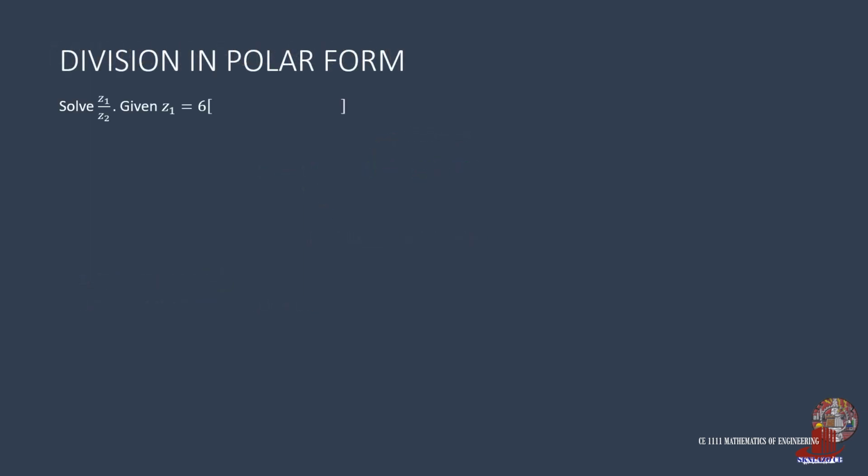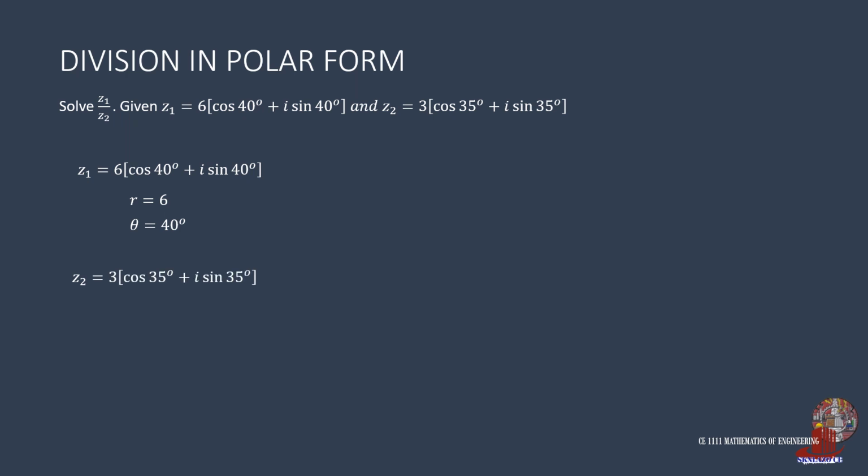We divide 6 cosine of 40 degrees plus i sine of 40 degrees by the other complex number, 3 cosine of 35 degrees plus i sine of 35 degrees. All we need to do is identify the parts of each complex number. z1 has a modulus of 6 and an argument of 40 degrees. The second complex number has r of 3 and theta of 35 degrees.